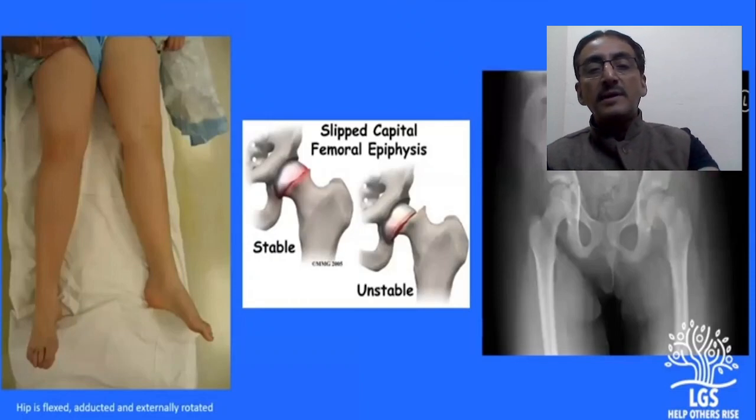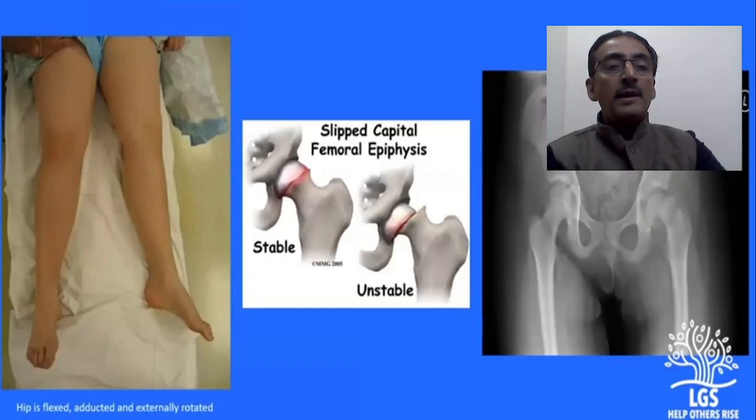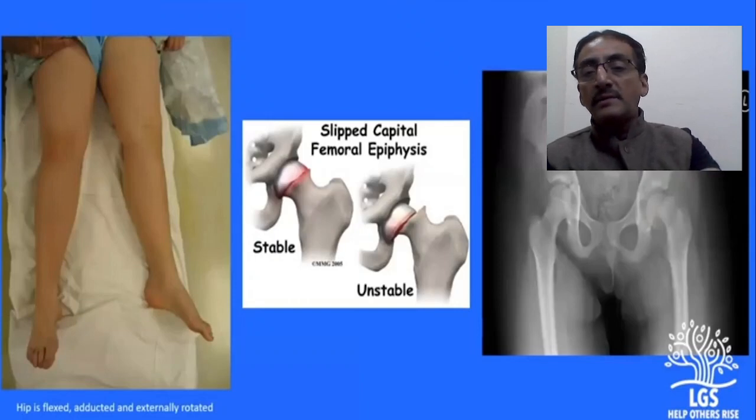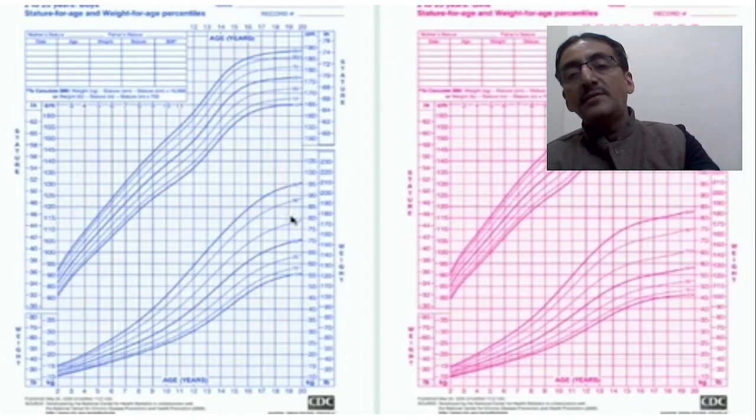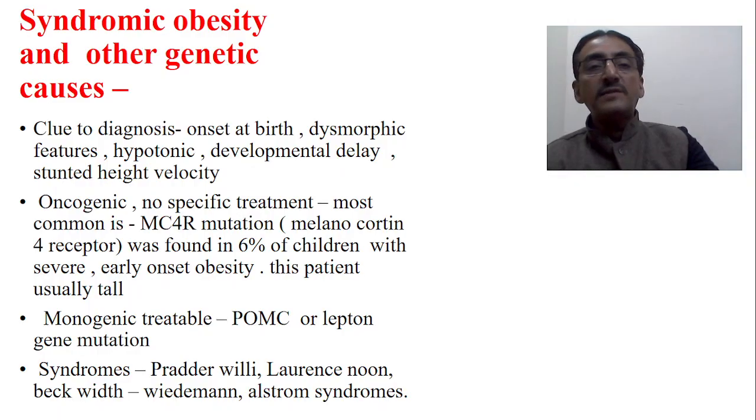This is a stable one. Here it becomes unstable. Okay, in the X-ray you can find, and this is how the patient's hip is flexed, adducted, and externally rotated. Okay, if you see the left one, externally it is rotated, and this is the X-ray finding. The ice cream is falling from the cone. Okay, that appearance will be seen. Now these are the different growth charts that we are using.